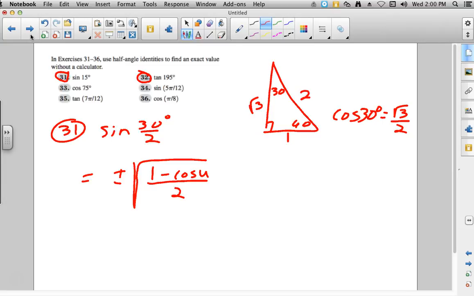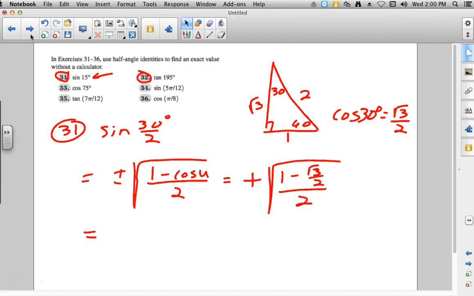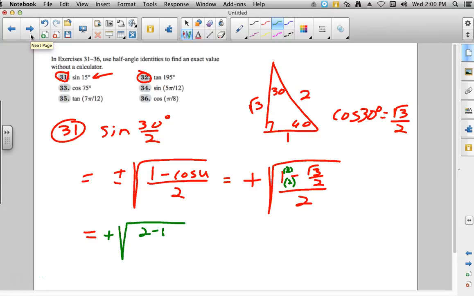So now, we do know whether it's positive or negative because it's 15 degrees. 15 degrees is positive. So we'll need 1 minus the square root of 3 over 2, divided by 2. And just like we did in class, we would go ahead and get a common denominator up here in the numerator, and those are 2's. So 1 is the same thing as 2 over 2, so it'll be the positive square root of 2 minus the square root of 3 over 2, all divided by 2.